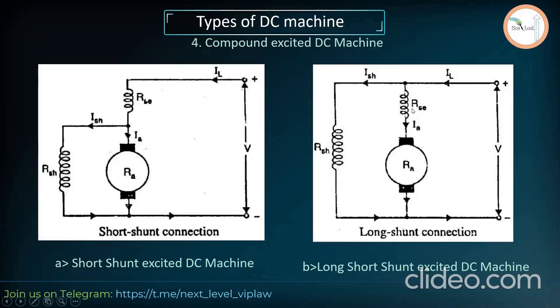Long shunt, because both are in series, the series field winding as well as armature, and across that this shunt is there. You can remember this as two are in series and thereafter this shunt is in parallel. That's why it is long shunt. But in short shunt, the shunt is across only the armature. That's why it is short shunt. You can take it like this.